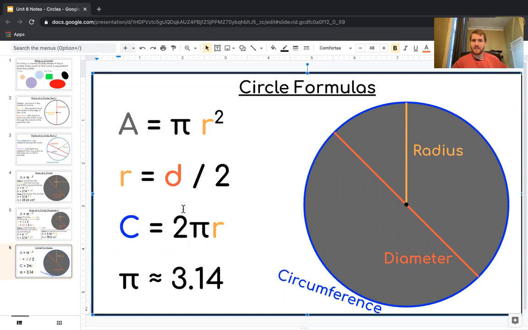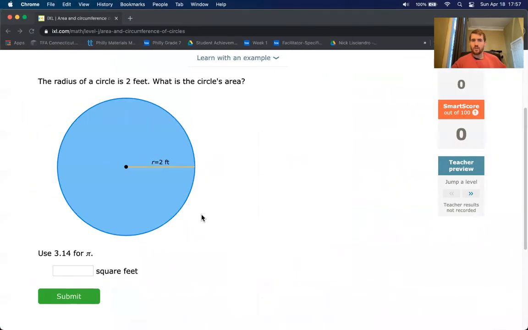So remember, you can access these formulas in Unit 6 in the notes, slide 6 in the Unit 8 notes, and you can also just Google what's the formula for the area of a circle if you ever forget. But I'd recommend just bookmarking this tab or something so you can always come back to it. We're going to go right into some examples in IXL.